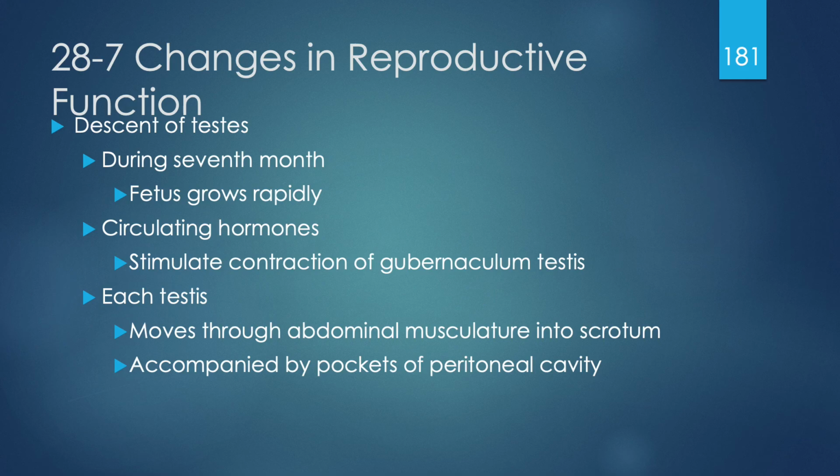However, during the 7th month of gestation, the fetus grows at a rapid rate, and circulating hormones stimulate the contraction of that gubernaculum testis. And therefore, each testis, the right and the left, will move through the abdominal musculature into the scrotum, and this is accompanied by pockets of peritoneal cavity.